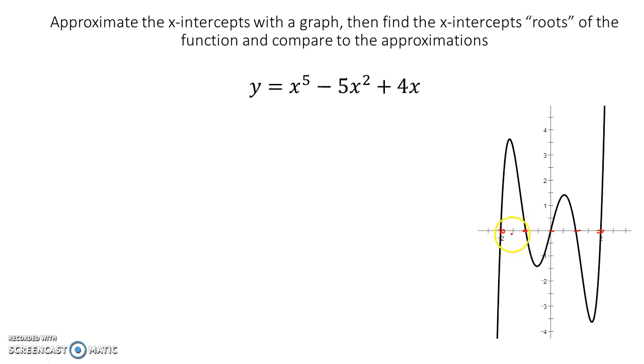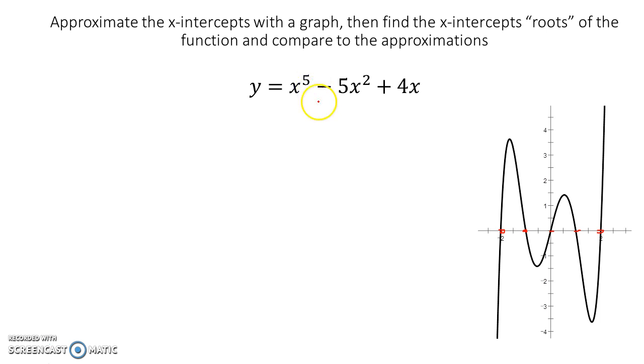Something that you can also check is looking at this. It's crossing 1, 2, 3, 4, 5 times, and this is a 5th degree polynomial. So that tells us, yep, there's 5 different solutions that we're going to be looking for in this particular problem.